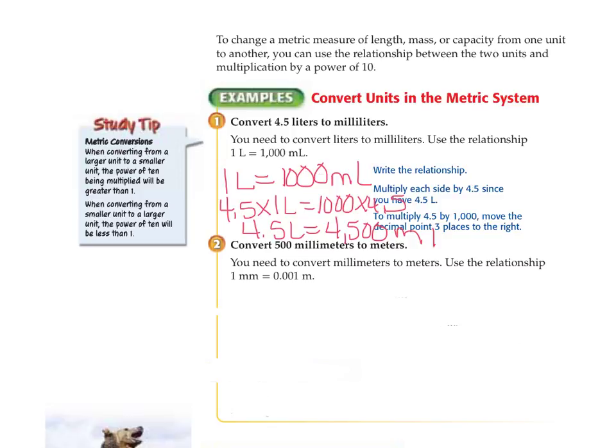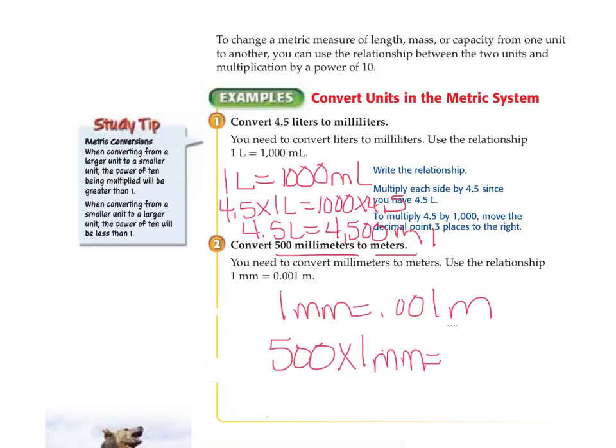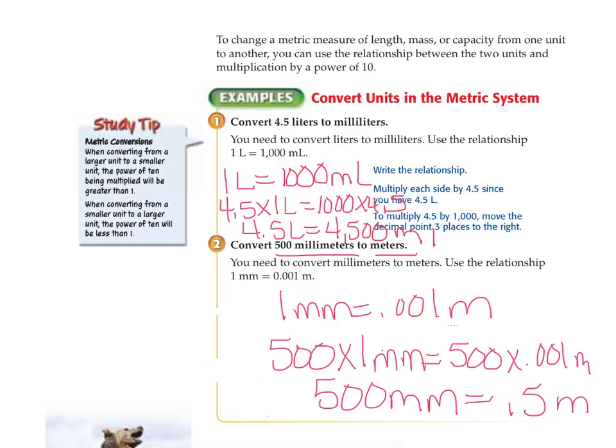How about converting 500 millimeters to meters? In this case, we know that our conversion is 1 millimeter equals 1,000th of a meter. So 1 millimeter equals 0.001 meter. We want to know how many meters there are in 500 millimeters. So do 500 times 1 millimeter equals 500 times 0.001 meter. And you will end up with 500 millimeters equals 0.5 meters because you just simply move your decimal 3 places to the left.